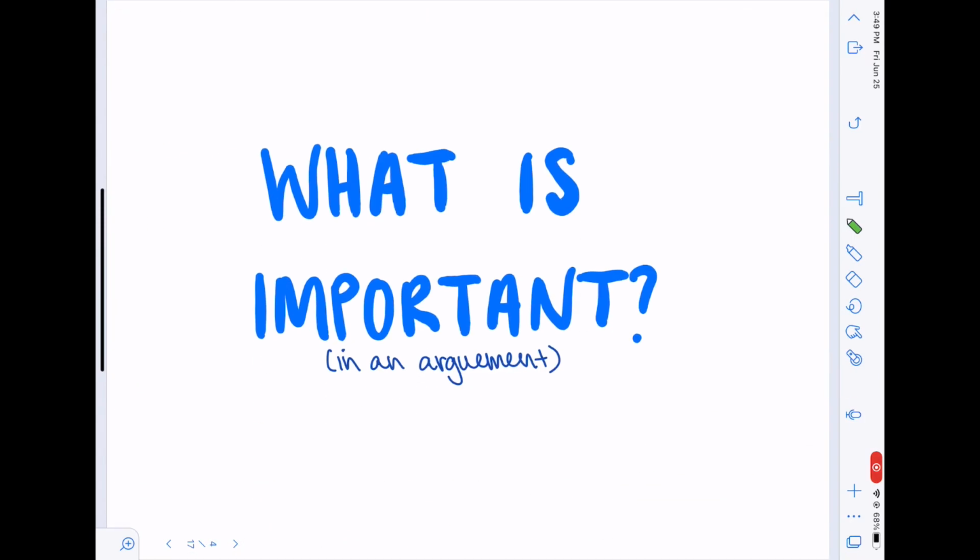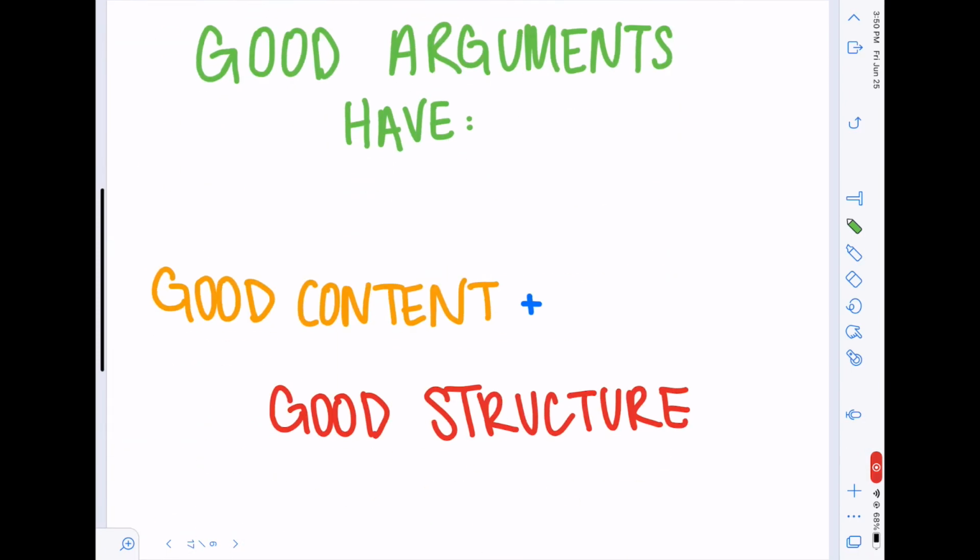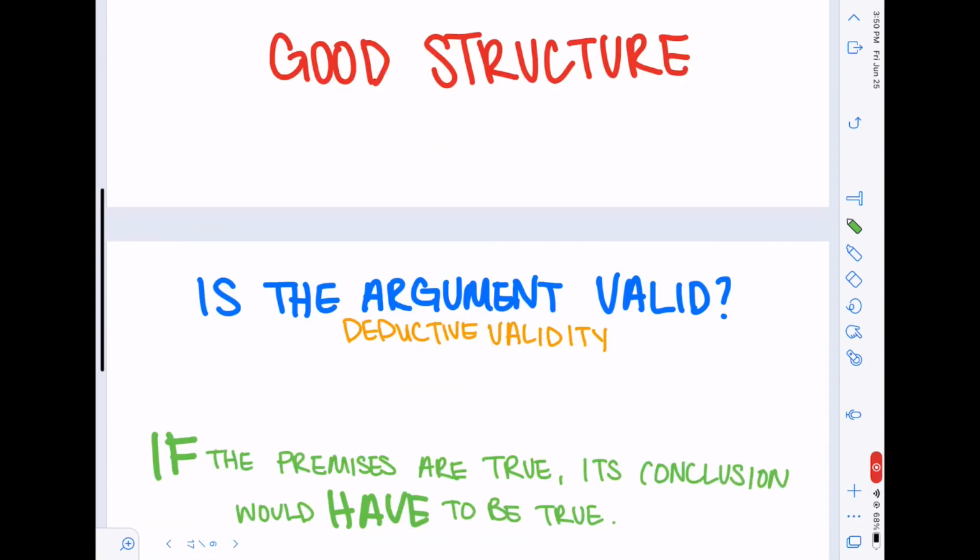What is important in an argument? Content. Are the premises true? Are the premises reasonable? Do they relate to or support the conclusion? And the structure, the skeleton, which is an example of P, therefore P. The different structures are deductive, inductive, and abductive. Good arguments have good content and good structure.